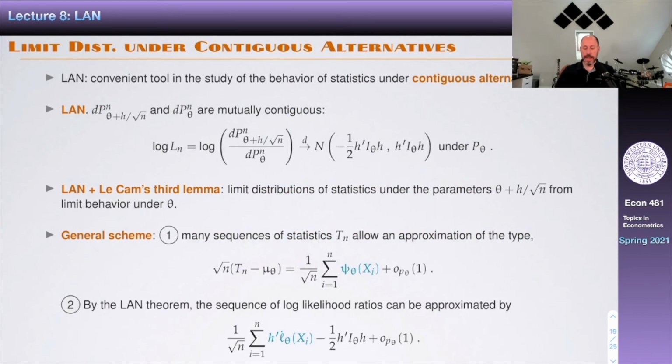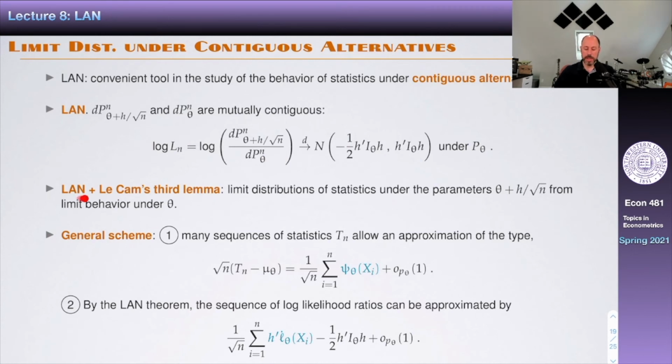Now we move to the last part, which is limiting distributions under contiguous alternatives. Local asymptotic normality is a convenient tool to study the behavior of test statistics under contiguous alternatives. Local asymptotic normality gives us that two distributions that are mutually contiguous have a log likelihood ratio that takes this form. That's what we know.